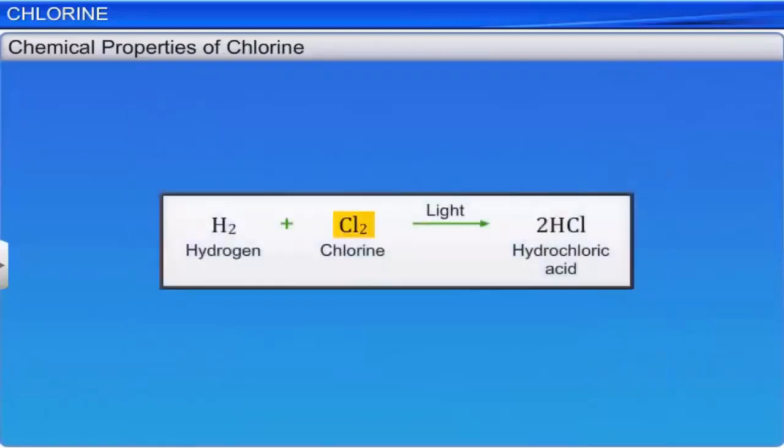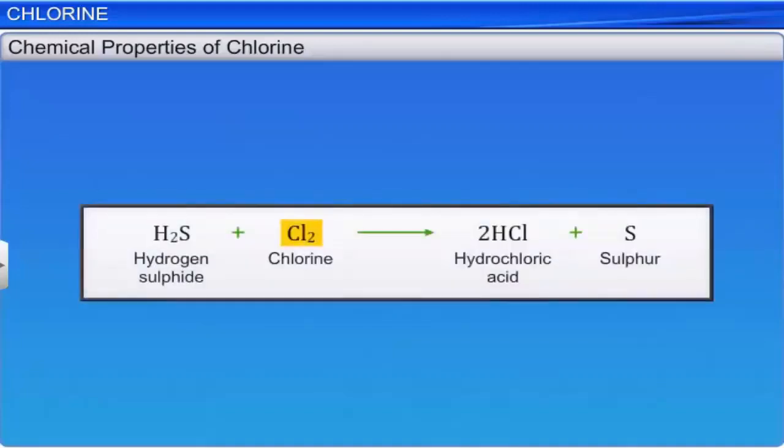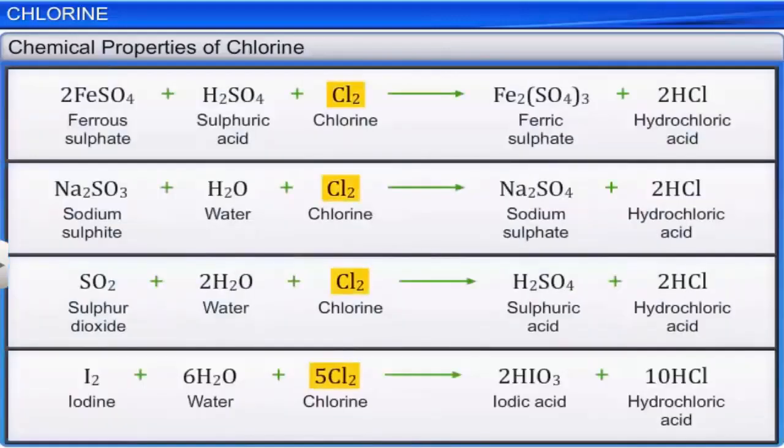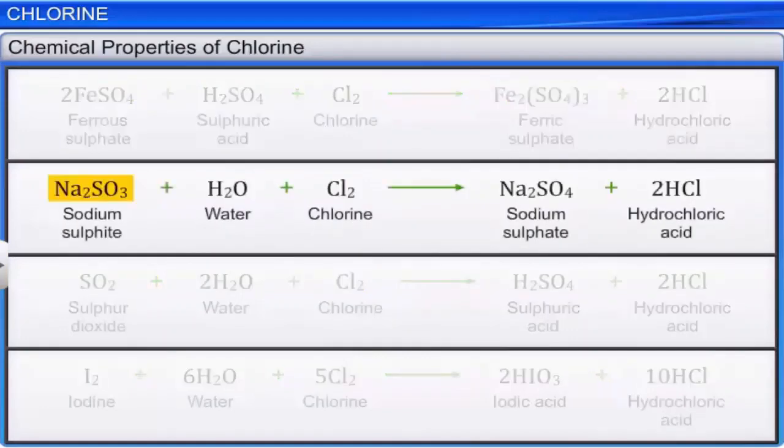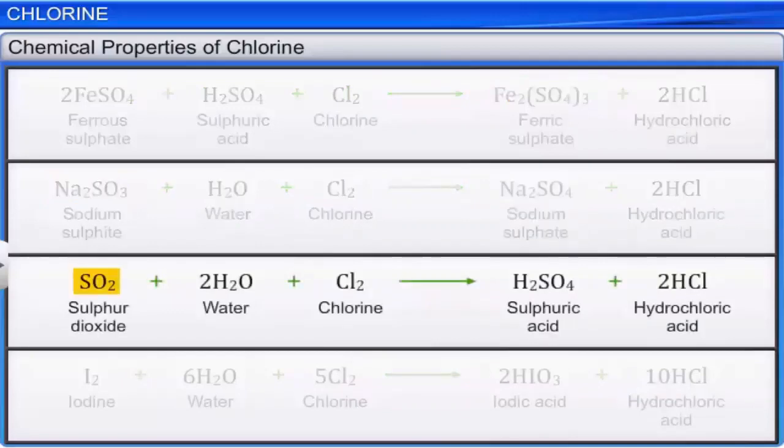It has great affinity for hydrogen. It combines with hydrogen in the presence of light with an explosion to form hydrochloric acid. It decomposes several hydrogen compounds to form hydrochloric acid. For example, it decomposes hydrogen sulfide to hydrochloric acid and sulfur. It is a good oxidizing agent. It oxidizes ferrous to ferric, sulfides to sulfates, sulfur dioxide to sulfuric acid, and iodine to iodic acid.